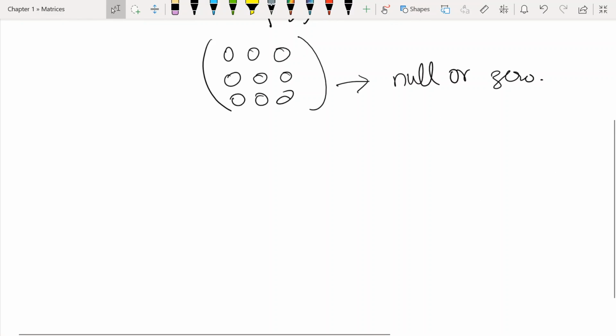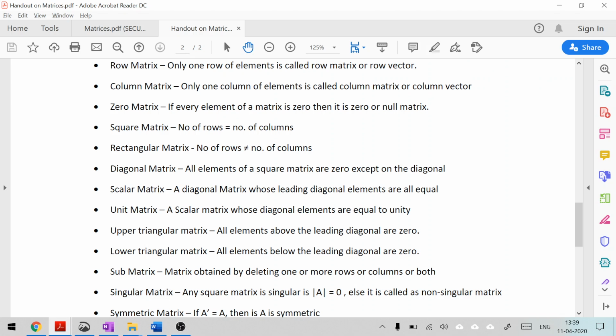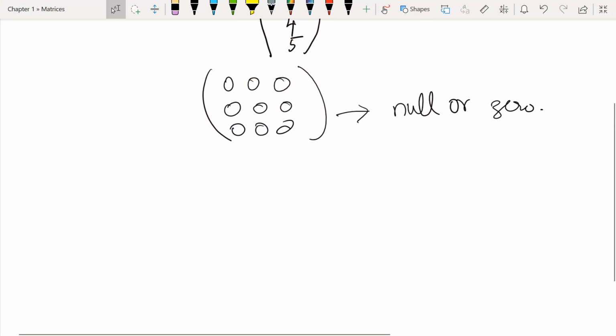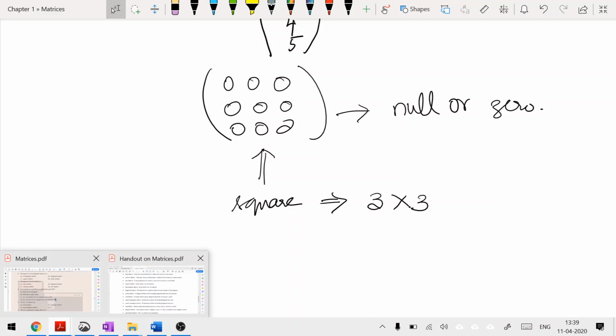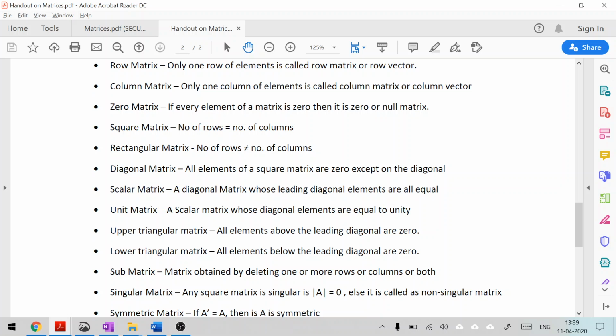Next, we have the square matrix, where the number of rows and columns are equal. Let's look at this. The number of rows and columns are equal, so this is called a square matrix. Of what order? Can you all guess? 3 rows and 3 columns, so a 3 by 3 matrix. Next, we have a rectangular matrix, which I just discussed, where the rows and columns are not equal to one another. So we put the not equal to symbol.